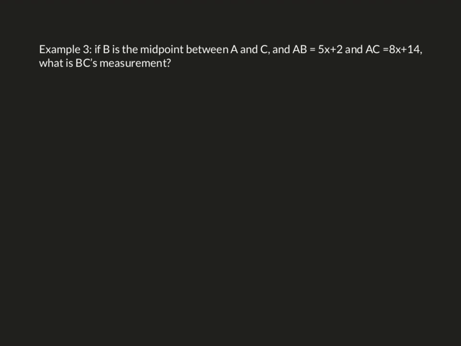Okay, for this next example, they actually don't give us the picture first, so we're gonna have to draw it. So let's read through it together and then we'll draw it. It says, if B is the midpoint between A and C, and AB is 5x plus 2, and AC is 8x plus 14, what is BC's measurement?